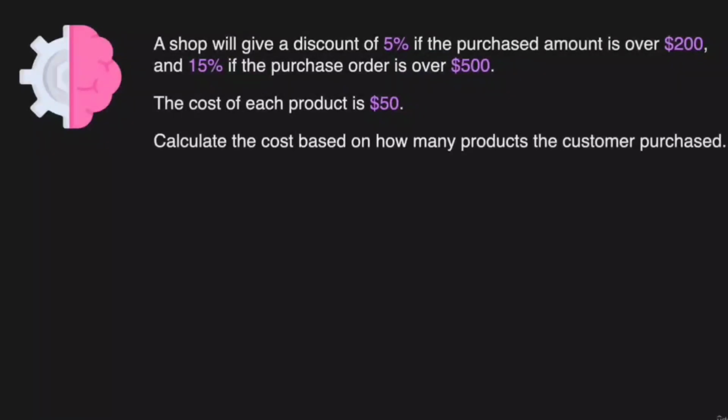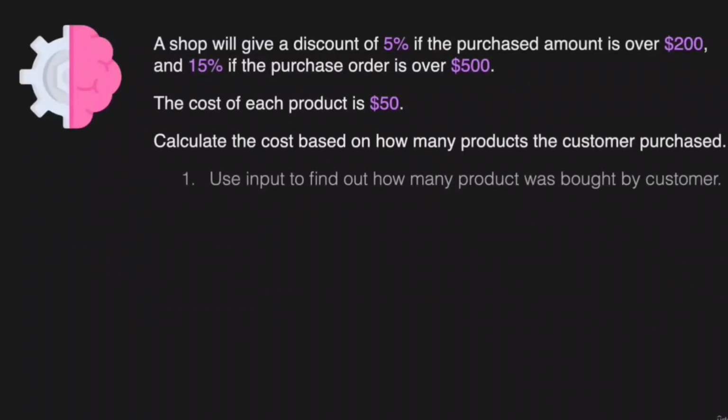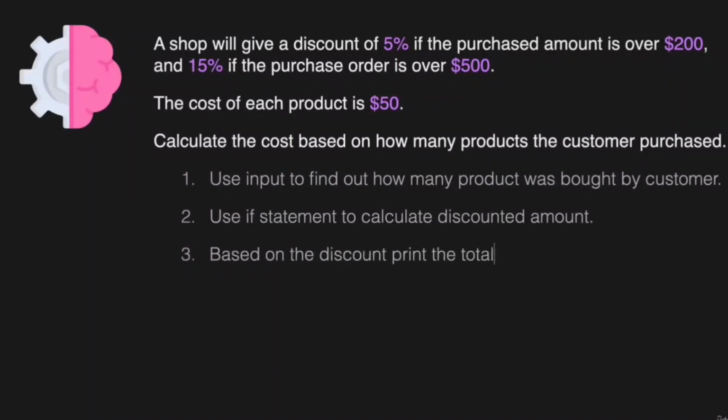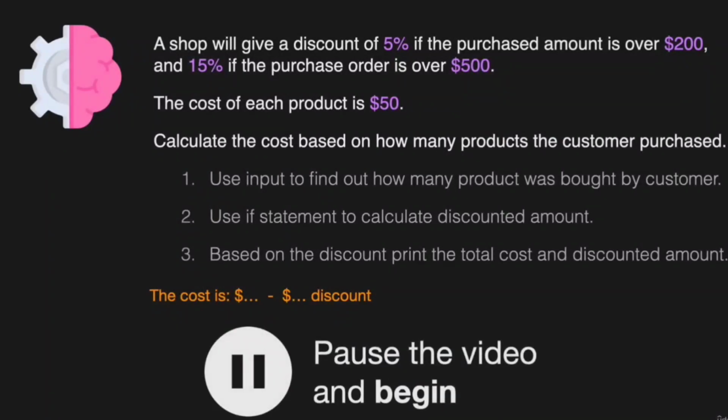And here are the steps. Use input to find out how many products were bought by the customer. Then use the if statement to calculate the discounted amount, and finally, based on the discounted amount, print the total cost and the discounted amount together. So in the terminal, we should see something like this: the cost is, for example, this much dollar minus this much dollar discount. So if you're ready, pause the video and give it a go.